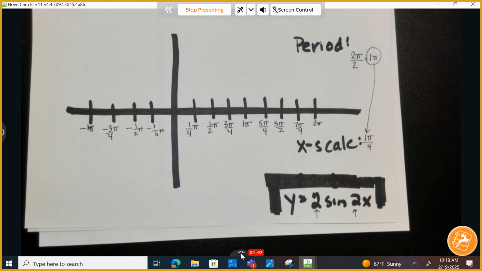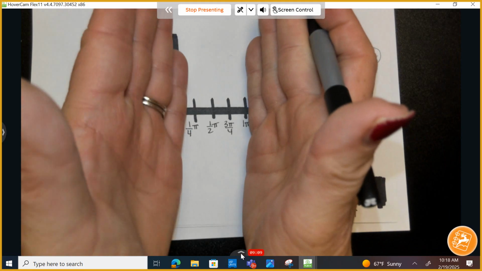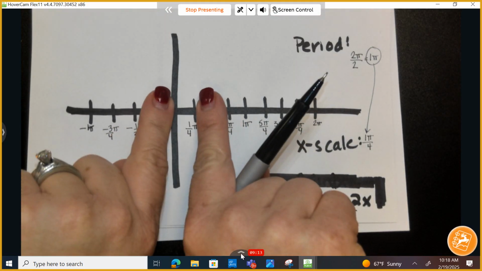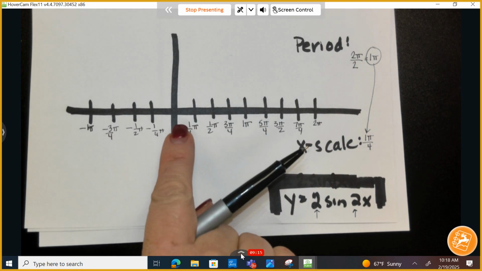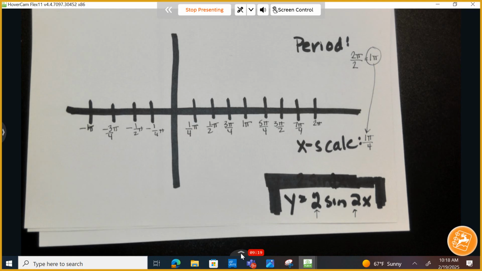Can I have an honest 1 through 5 on how well you understood my explanation of how we determine the length of one cycle, called the period length? How do we determine the length of one x scale? And how do we use a calculator to determine these areas, which will be my inputs? 1 through 5, if that made sense to you right now. It's okay to be a 1.